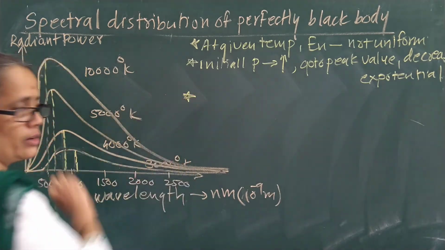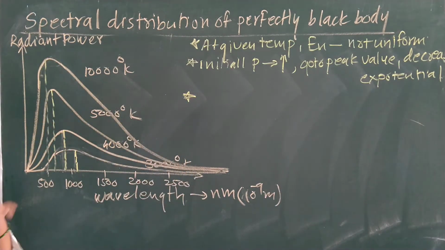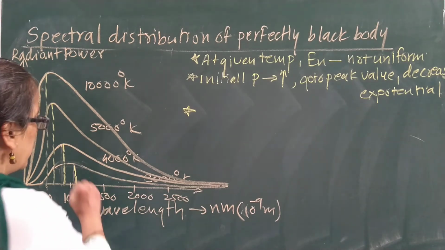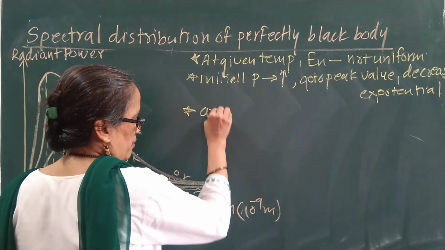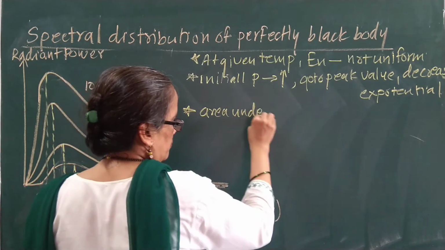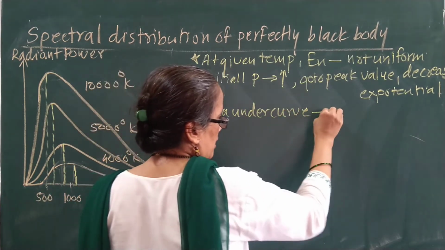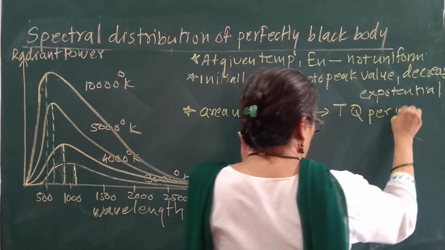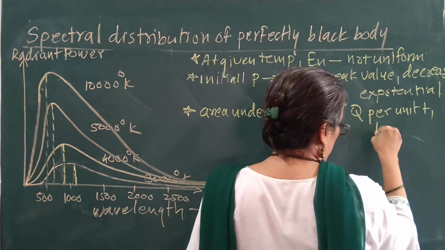Then I can draw the third conclusion from that. Third conclusion में अगर आपने देखा, so in that third conclusion I can say that whatever the area enclosed under this curve, this area enclosed under this curve will represent the total energy emitted per unit area per unit time. So the area under the curve gives us total energy Q per unit time per unit area.